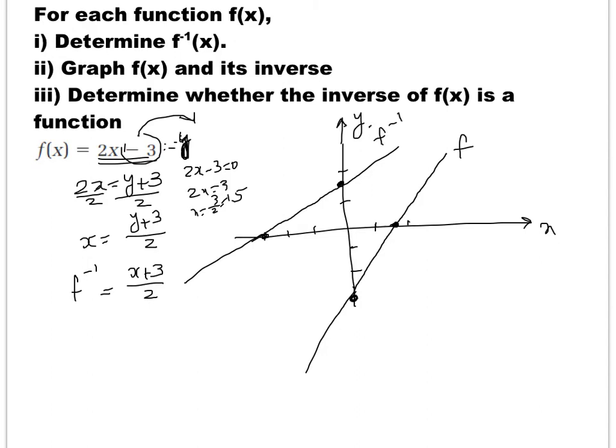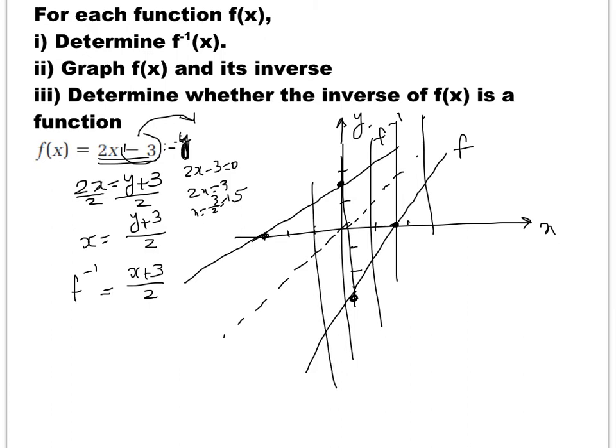Now if you look at these two and the line y equal to x, you can see that f and f minus 1 are reflections of each other on the line y equal to x. Now, are f and f minus 1 functions? The answer is true, because if I drop vertical lines, you can see that for the function f, the vertical line crosses the line only at one point, and the same for the inverse function. It crosses the inverse function only at one point.